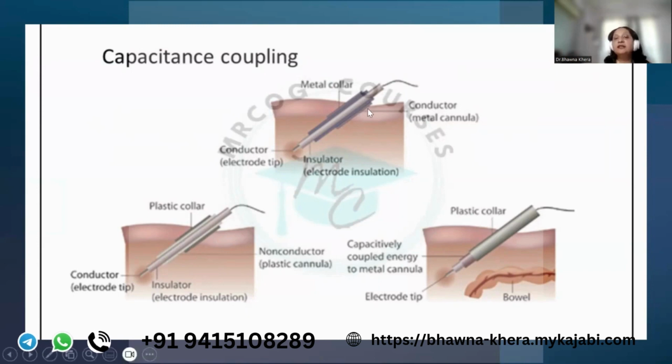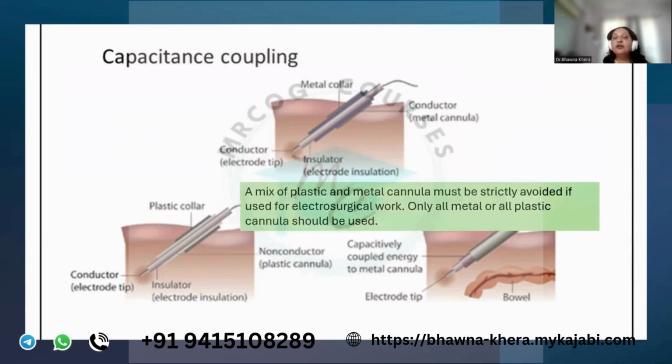Here again there is a conductor and an insulator, but because there is no plastic here, the energy can dissipate into the surrounding structure and just be released. But here it is accumulated at this point. A lot of energy is accumulated, and that will lead to injury to the adjacent bowel. So what we can do is this: a mix of plastic and metal cannulas must be strictly avoided, and only all-metal or all-plastic cannulas should be used. With all metal, the risk is not there. With all plastic, the risk is not there. But when it is plastic with metal, the risk is there.